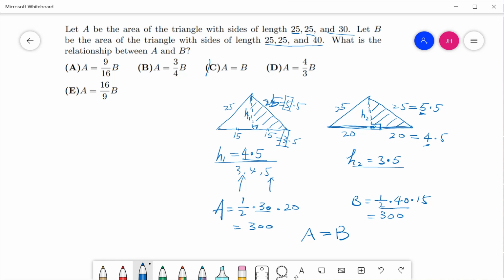The answer is C. So basically what this problem tells us is that when you do the exams, you want to examine the numbers carefully and analyze the pattern before you do any hard calculation. It wouldn't waste you much time, but it'll save you a lot.